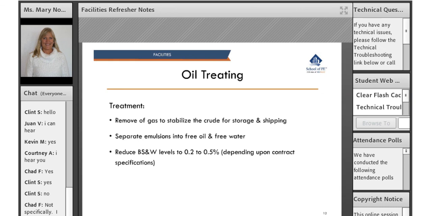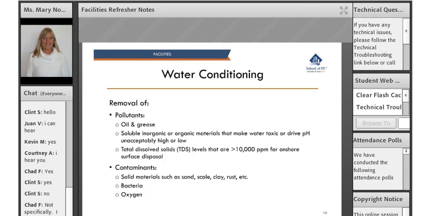So typically it's between 0.2 and 0.5%, depending on your contract specifications. It also depends on if you're up north, where there are more problems with water or sludges. So it's all dependent on your contract. And that BS&W is just basic sediment and water. No matter what you've heard in the field, I know there are a lot of other lovely names for it, but that's what it really stands for.